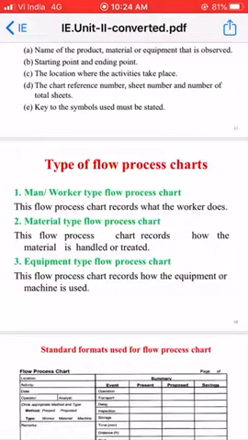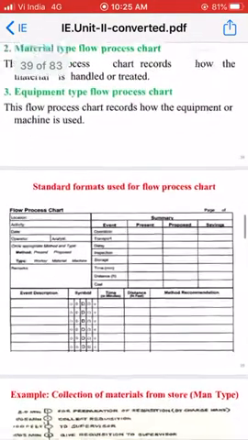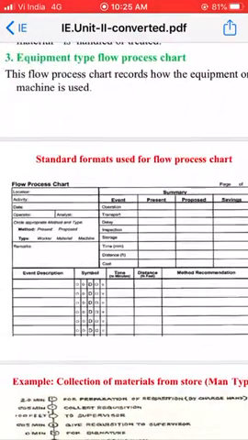So depending on the man or worker, material used and equipment used, there are three types of flow process chart: the man or worker flow process chart, the material type flow process chart, and the equipment type flow process chart. Activities related to man, material and equipment will be recorded by these three different types of flow process charts. This is the standard format used for the flow process chart.